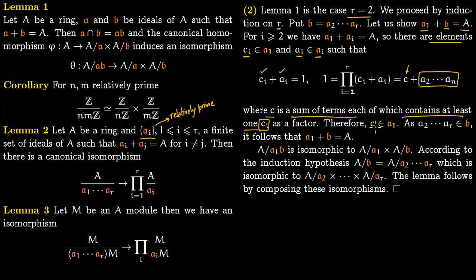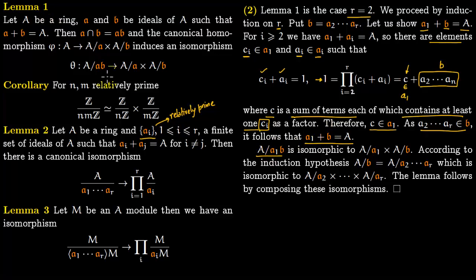So if it has some Ci, then since Ci belongs to A1, this C will belong to the ideal A1. And this belongs to our ideal B, as we have seen here. So it follows that A1 plus B generates A, because A1 is here, B is here, and 1 is here. So they have generated 1, and therefore they generate the entire ring A. Therefore they are relatively prime to each other.